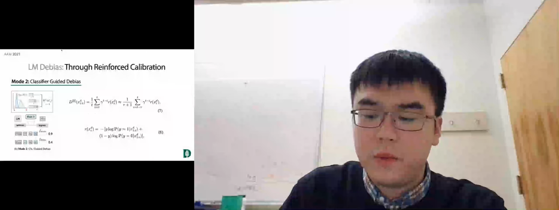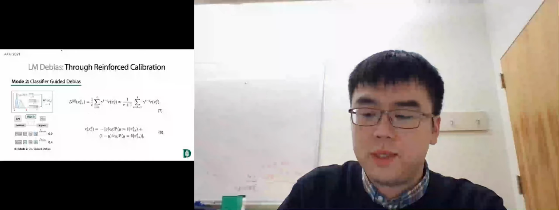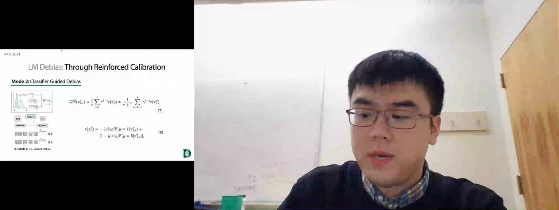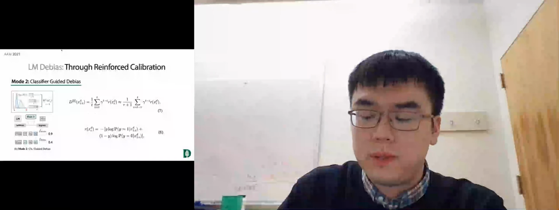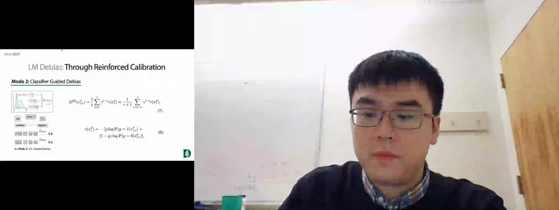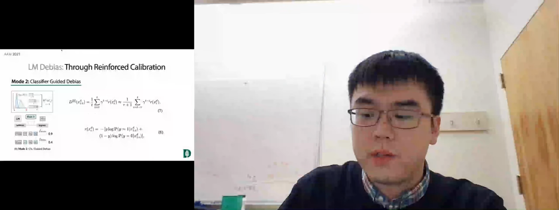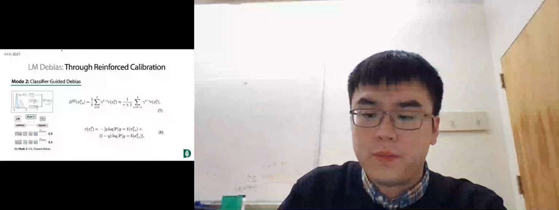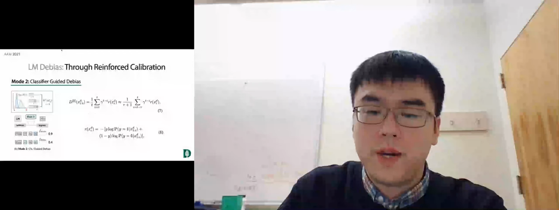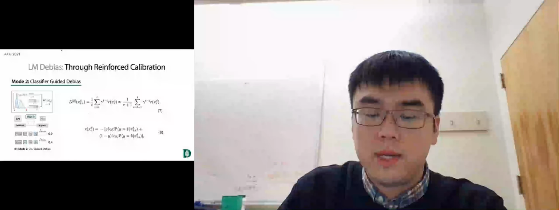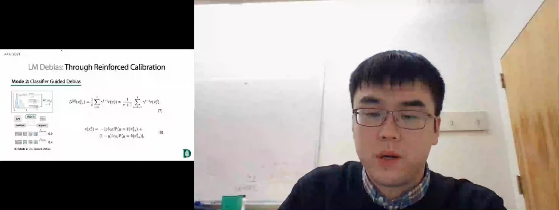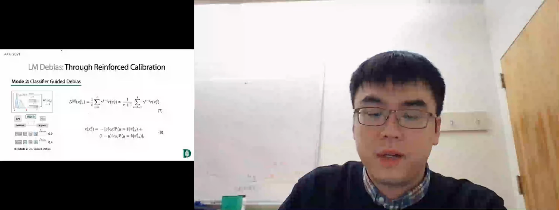For the second mode, we use the latest three steps of accumulated hidden states as a reasonable estimation of the currently generated sequence. We first train an external classifier and use that classifier to judge the bias in each step of generation. R is the modified cross-entropy loss that we use to get the reward of the current step for classifier-guided debiasing.